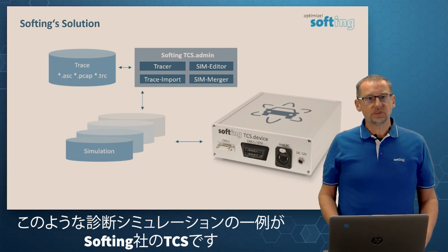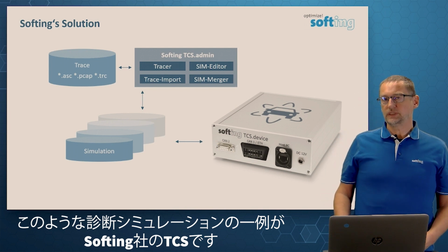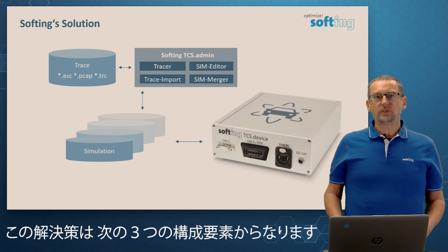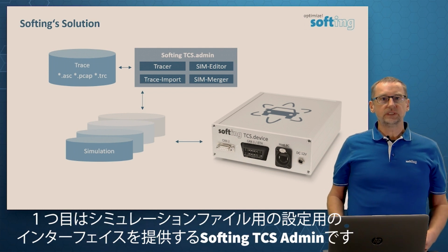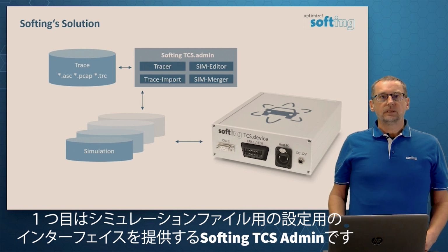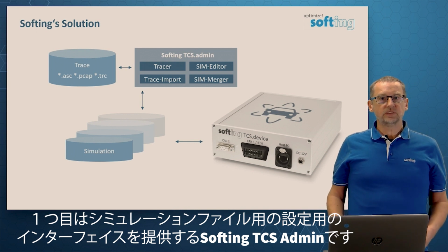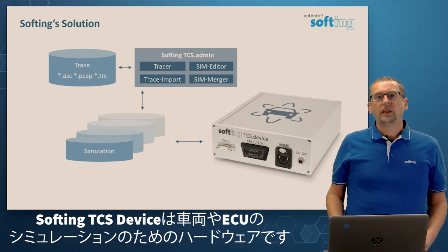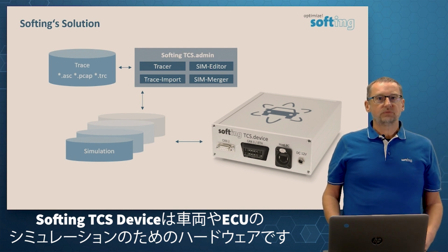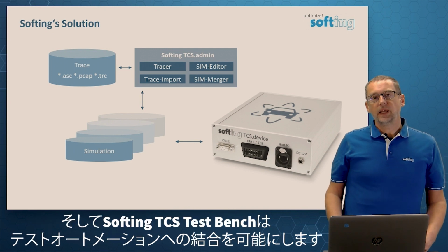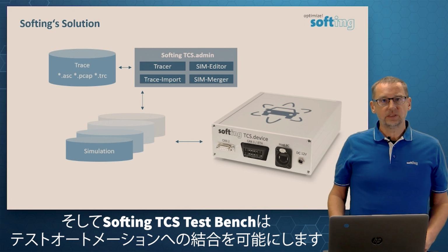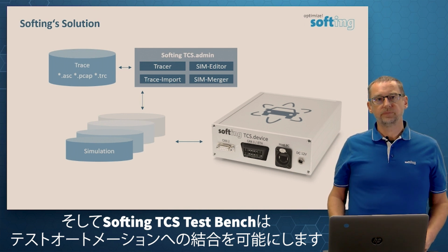An example of such a diagnostic simulation is Softing TCS. The solution consists of 3 building blocks. The first one is Softing TCS admin, the configuration interface for simulation files. Softing TCS device represents the hardware for the simulation of vehicles or ECUs. And Softing TCS Test Bench enables integration into test automations.